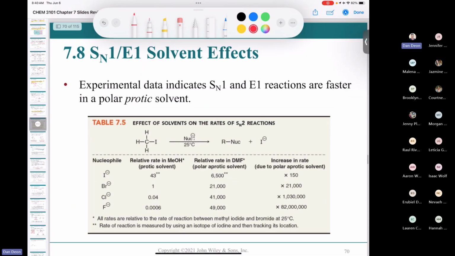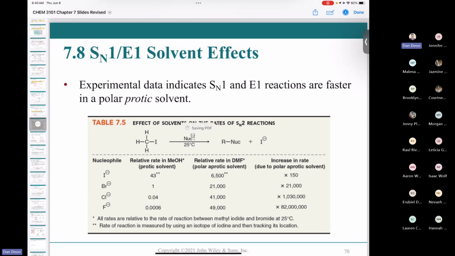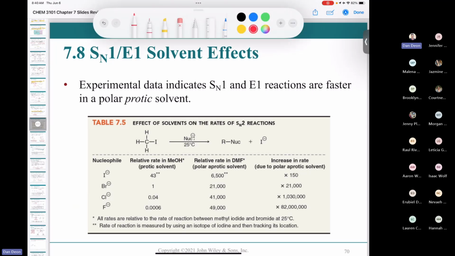Now, last class, when we studied SN2, we said let's take a look at some data. In this one, really the only thing I'm concerned about is that it says SN1 and E1 reactions are faster in polar protic solvents. So let's take a look here. I'm not going to worry about the nucleophile so much in this one. What I'm more concerned about is this comparison. So follow along with me.